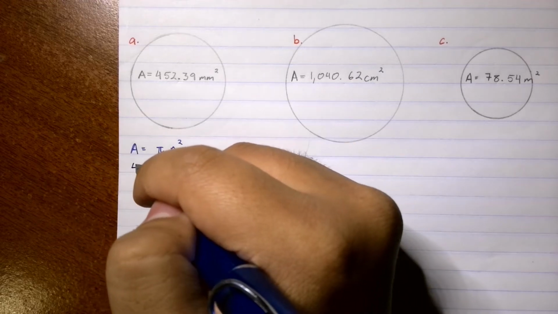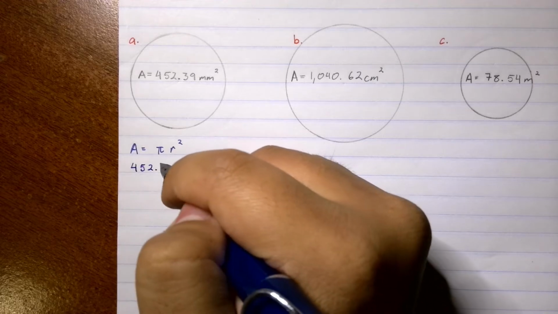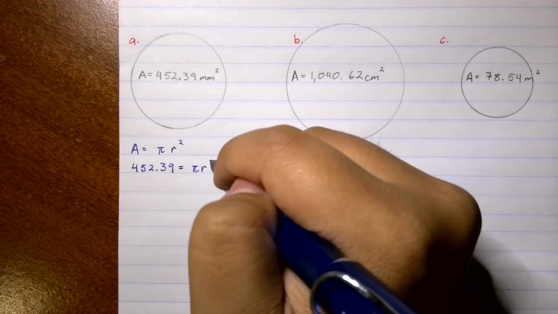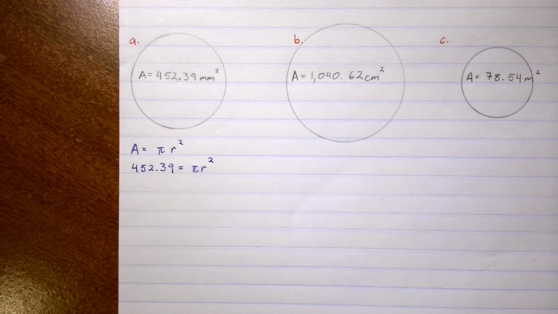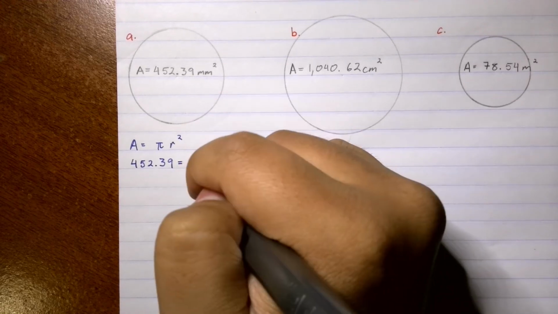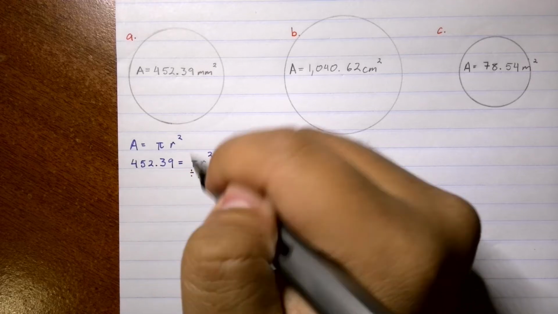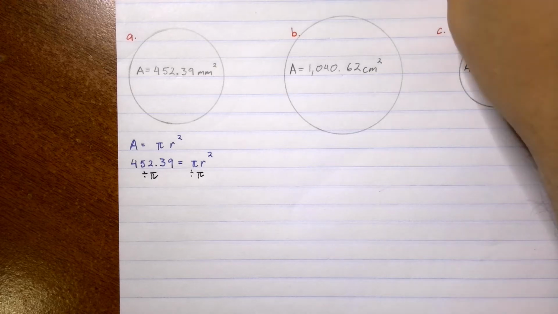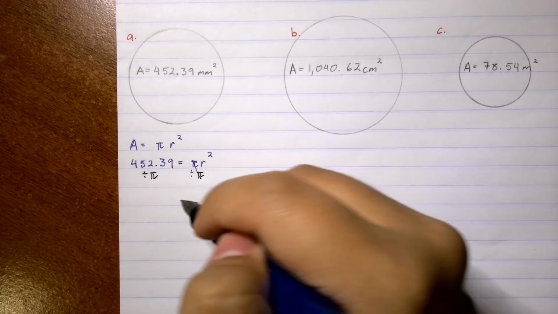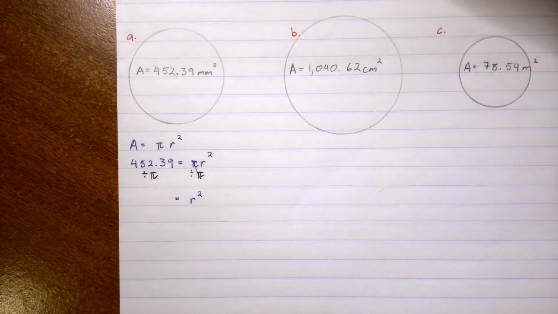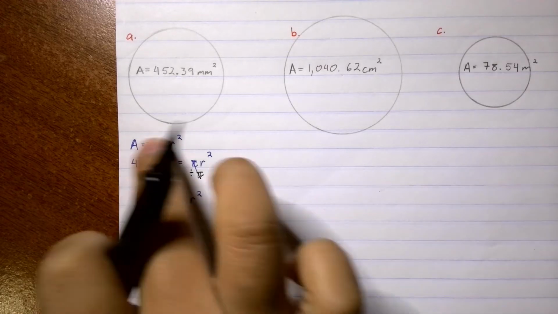So we get 452.39 is equal to pi r squared. Now from this point, it's very similar to other equations. We want to first isolate r squared by dividing out the value of pi, like so. Now when we divide by pi, we remove the pi on this side. So on the right hand side, what remains is r squared. And we now need to calculate this value here.